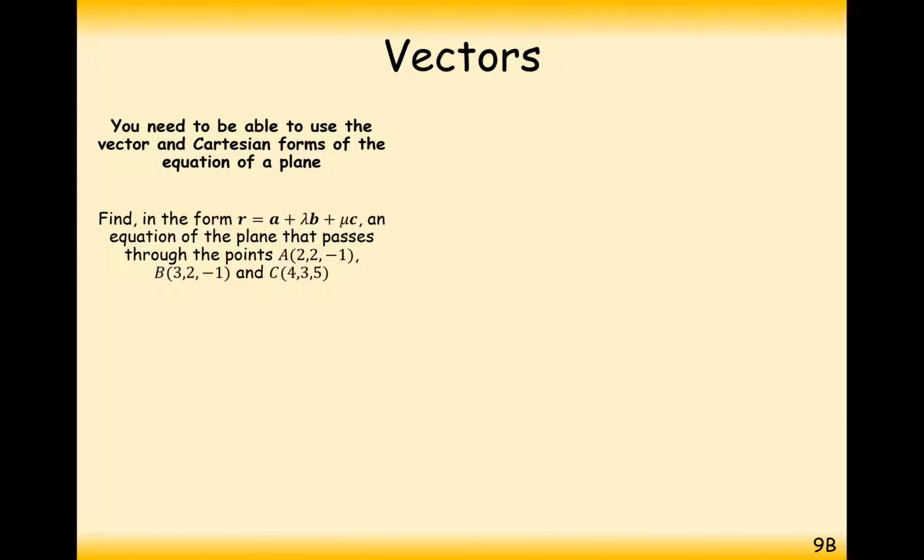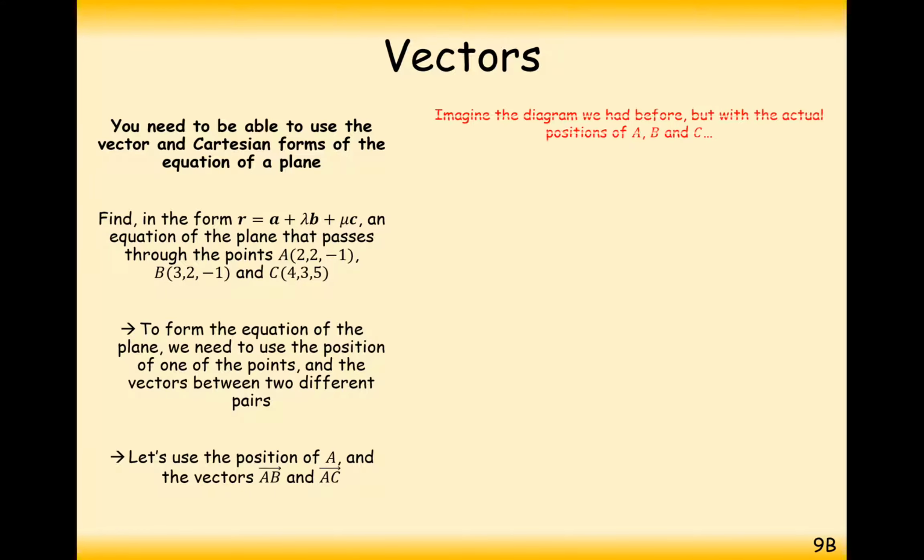So, how can we work out this equation of a plane then? Find, in the form r equals a plus lambda b plus mu c, an equation of the plane that passes through the points A, B, and C. Well, let's go back to our diagram.